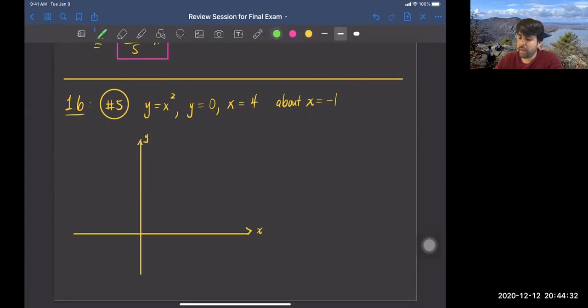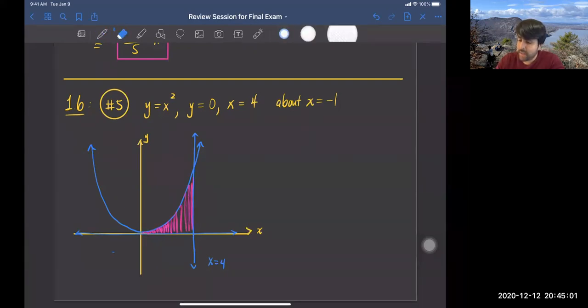So y equals x squared, we should know what this looks like, right? This is y equals x squared. Y equals 0 is the x-axis. And then I got x equals 4, a straight line, vertical. And what is it that I want? This region, correct?